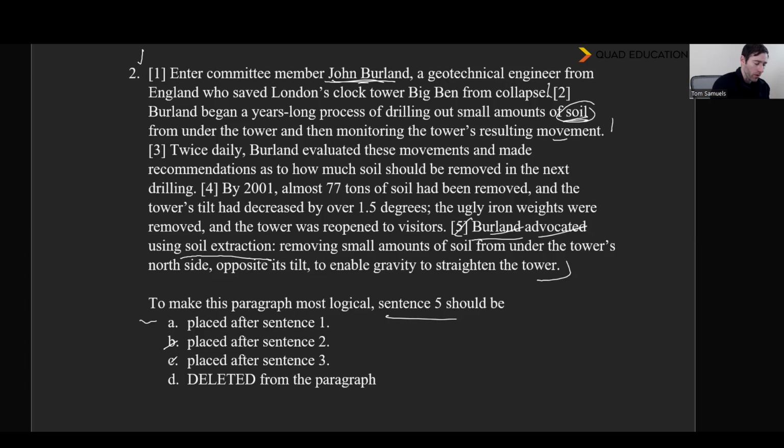Same goes for sentence 3. If it doesn't work because it's too late after sentence 2, then going even later won't help. And then deleting it, well, this is important. Like, I need to know what this guy is suggesting that we do here, because otherwise we're just talking about soil out of the blue and it doesn't make a ton of sense. So in this case, we're going to go ahead and go with right after sentence 1. Okay, that's it for this video.